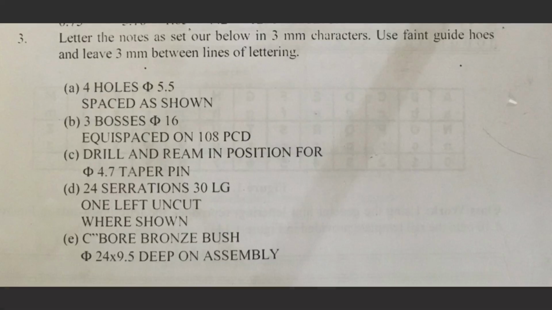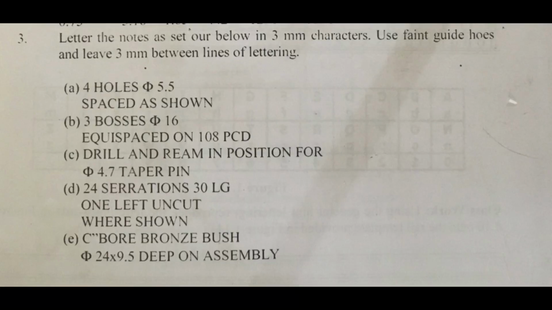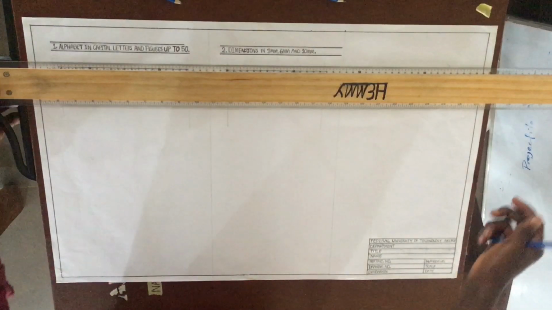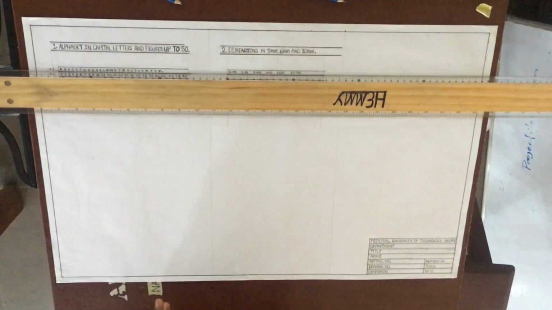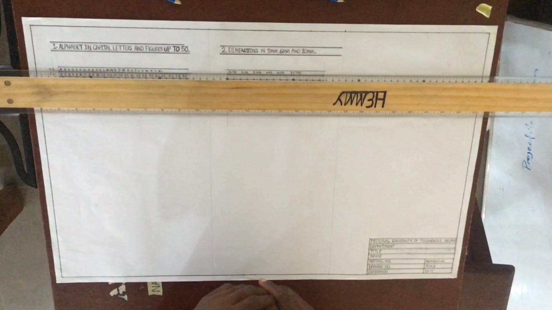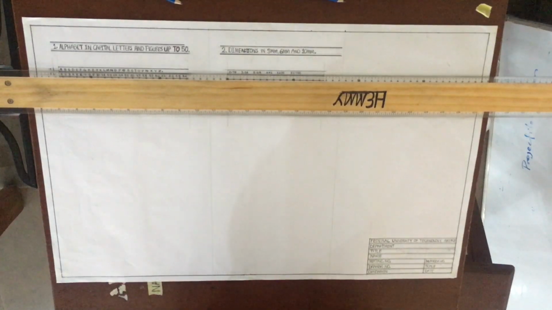So question 3 says you should letter the note as set below in 3 millimeter characters using faint guidelines between and in 3 millimeter characters. All right, and we should leave 3 millimeter between lines of lettering. So this is actually different from the ones we've been doing. You were asked to leave about 3 millimeter between lines of lettering.